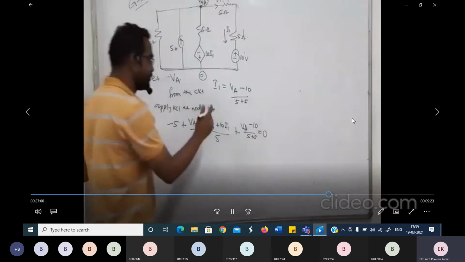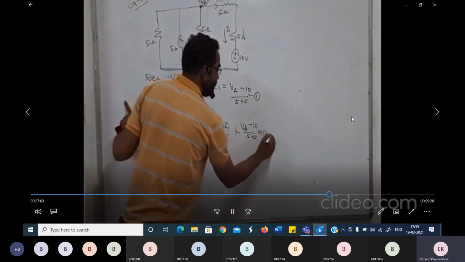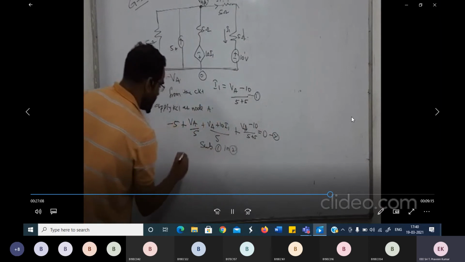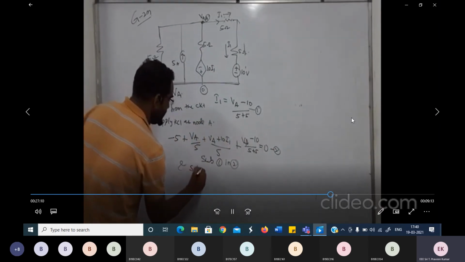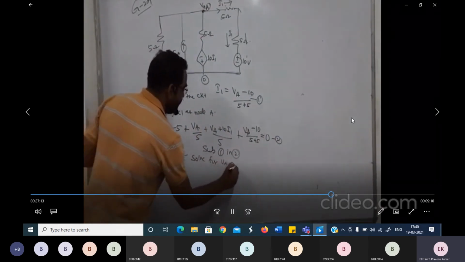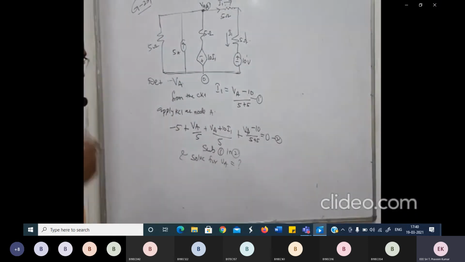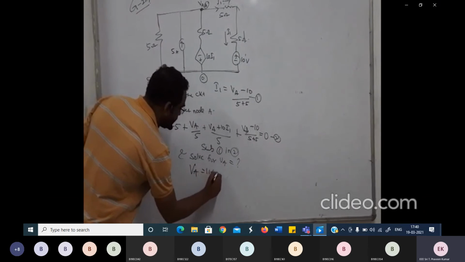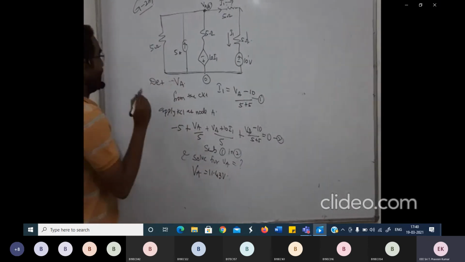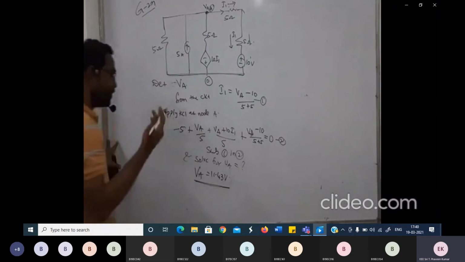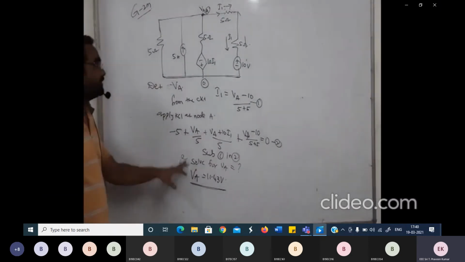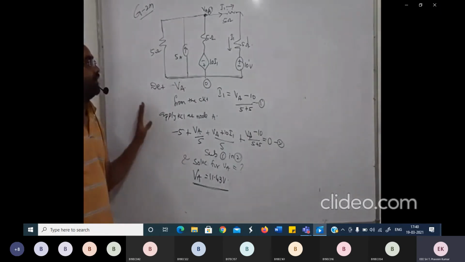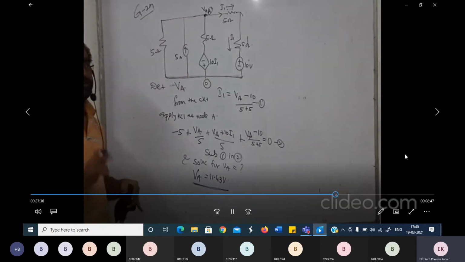Very simple. We just substitute. Let us take this as 1, this as 2. Substitute 1 into 2 and solve for VA. So what is that? If you simplify and solve this equation, you will get VA equals 11.43 volts. Now this is the answer. This is one of the options which is given in your examination, and this is how we solve when we have dependent sources in the network. This is one problem on dependent sources based on nodal analysis.